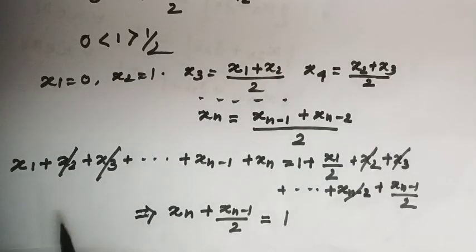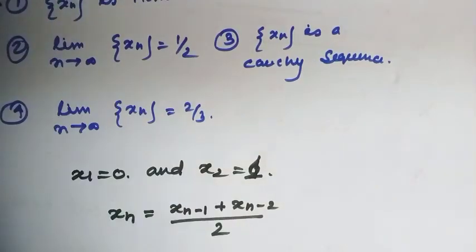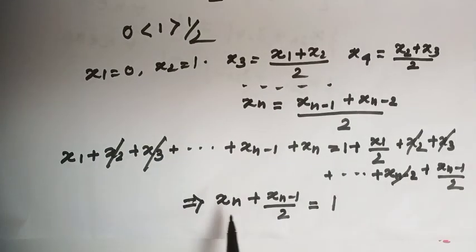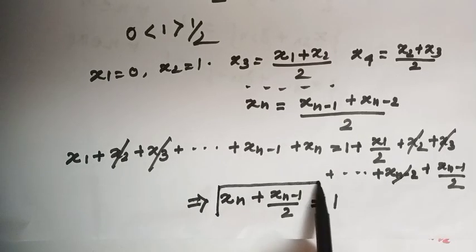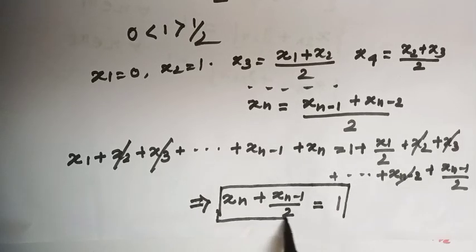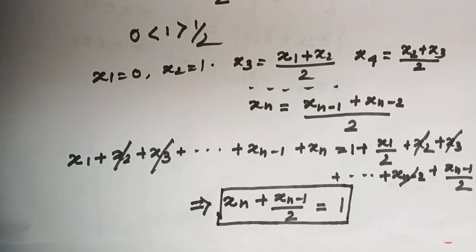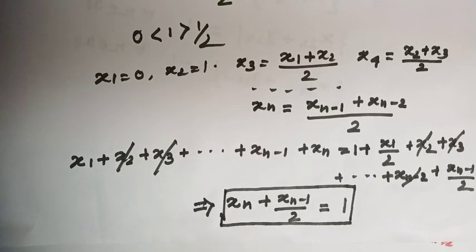Okay. Why is the value x1 not used here? Because given x1 equal to 0. Okay. Since the final condition, I will get xn plus xn minus 2 equal to 1. Okay.